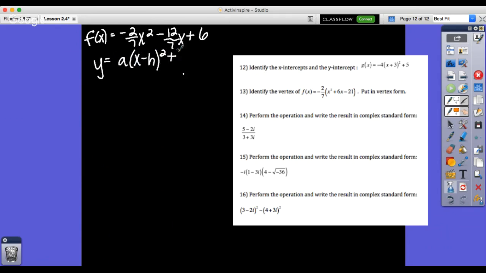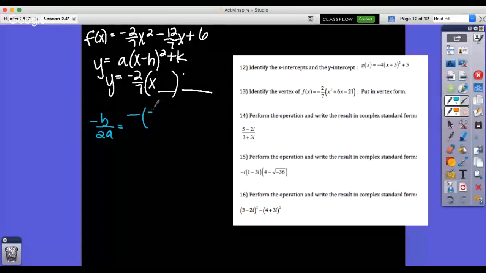What is our a going to be? -2/7. Good. So we can put that right in there, and we know we're just trying to fill in the h and the k. That's the goal. So in doing the h and k, we can find this by doing -b/2a. What's b? -12/7. Good. And what is 2 times a? -4/7, right?